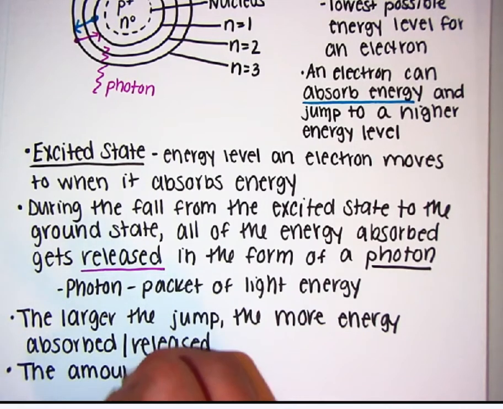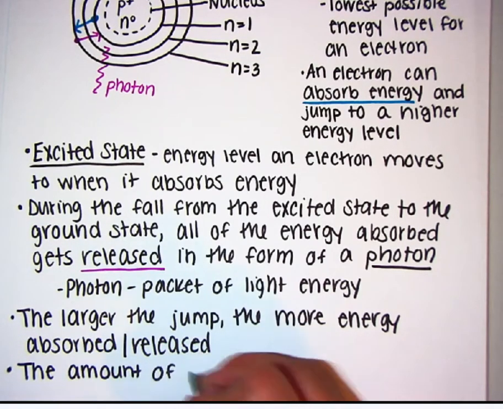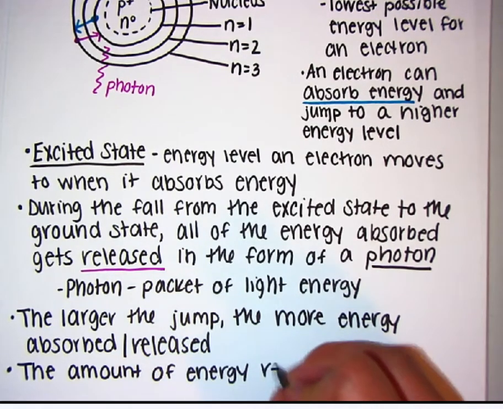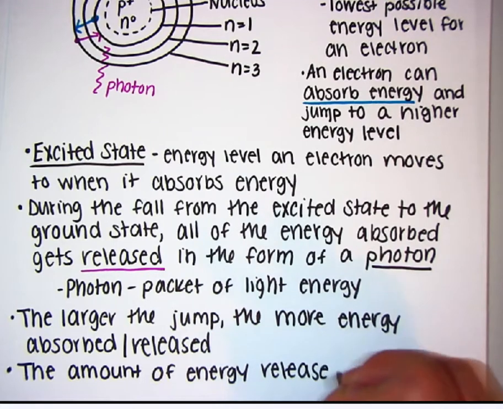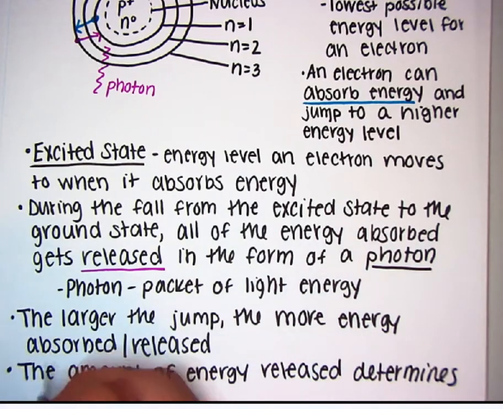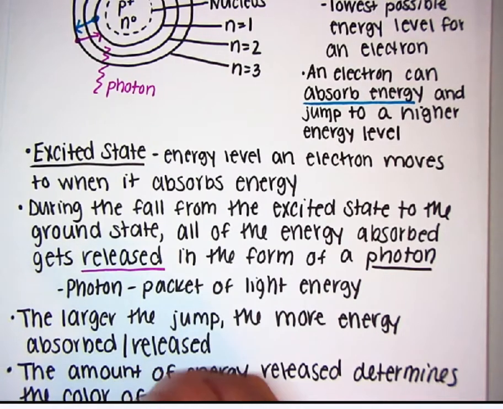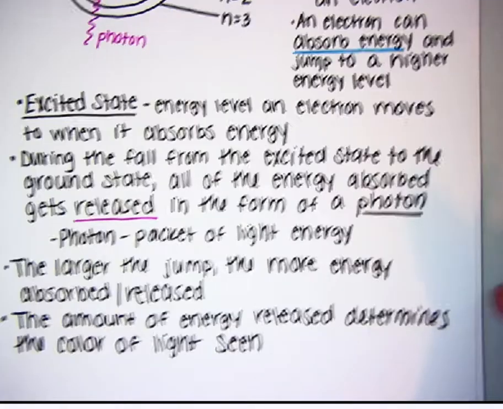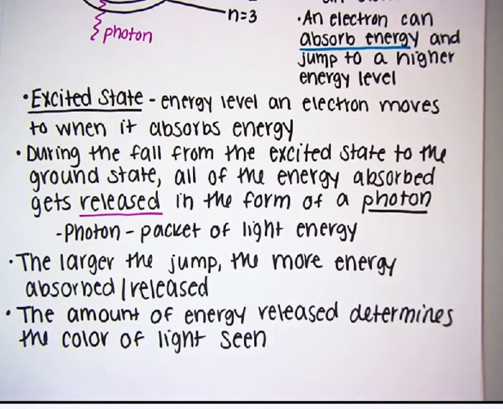Also important to know, the amount of energy released determines the color of light seen. The amount of energy released determines the color of light seen.